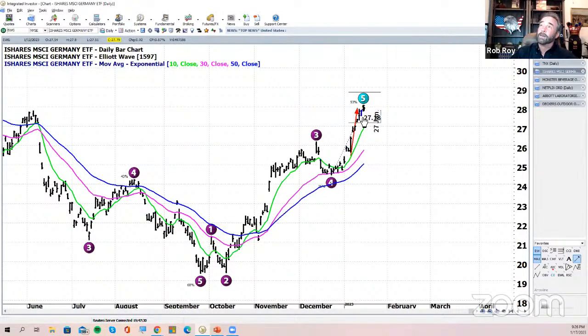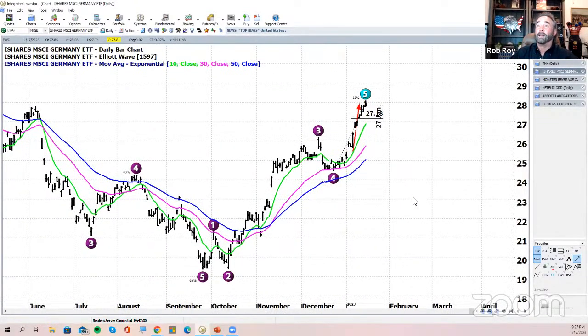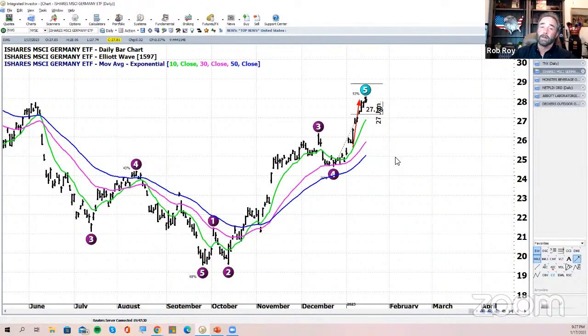But Germany, nice move there, just smacking that wave 5 right in the middle of the target box. But again, a little bit overbought. So let's just relax here, go sideways, consolidate. Some consolidation in the market, if not a little backing and filling, would be really healthy right now. And too much of a more vertical move, and then we're set up for a more volatile correction, I think.